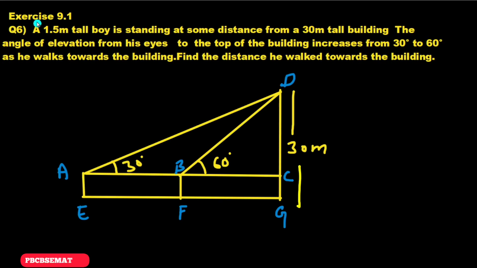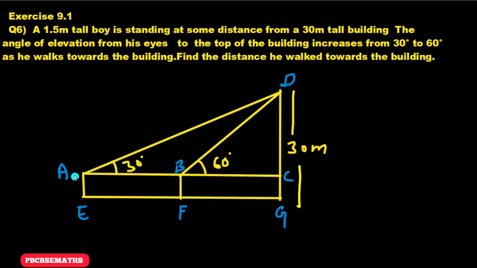Today in this video, I'm going to solve exercise 9.1, sixth main question. In the sixth main question, we have a 1.5 meter tall boy standing at some distance from a 30-meter tall building. The angle of elevation from his eyes to the top of the building increases from 30 degrees to 60 degrees as he walks towards the building. Find the distance he walked towards the building.